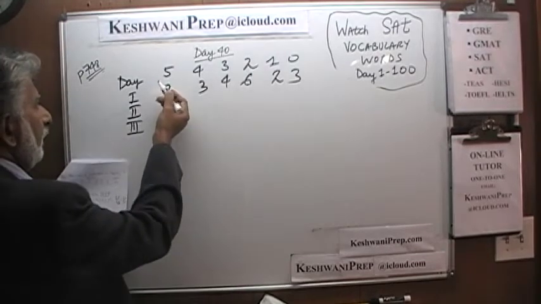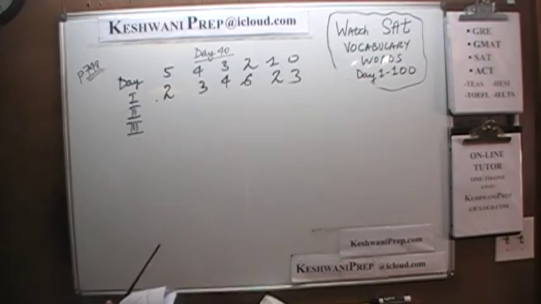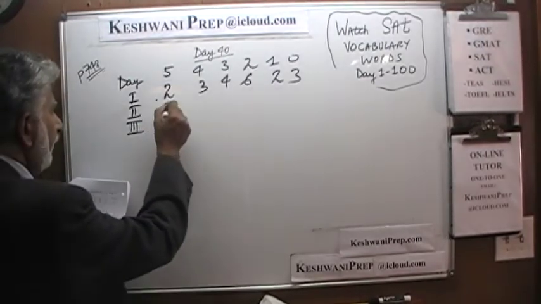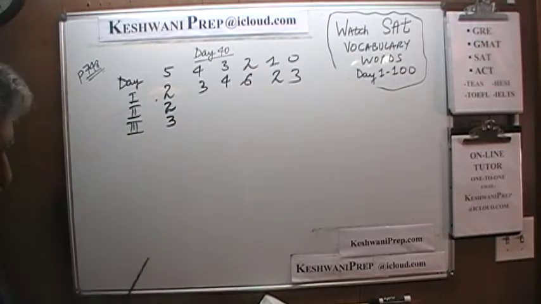So on day number one we had 2 people who scored 5 points. On day number 2 we had 2 people again who scored 5 points, and on day number 3 we had 3 people who scored 5 points. Alright? So here's the question.